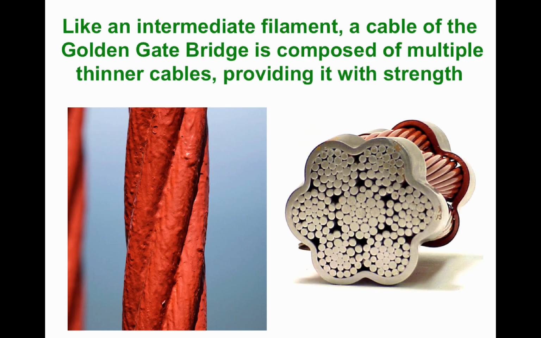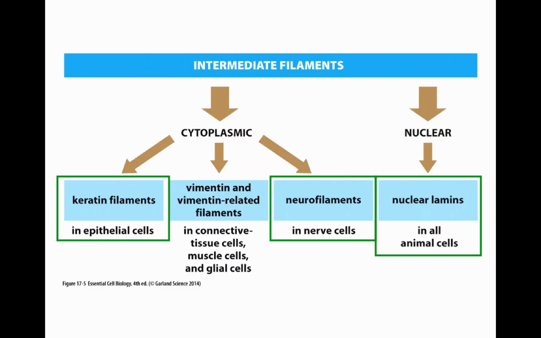This is an analogy for a cable. Here on the left, you can see a cable that is used in the Golden Gate Bridge. But when you cut that cable across and look at what is inside, each of those cables is made of independent filaments that give us a lot of strength. So the entire cable is composed of 7 different smaller cables, each made of a smaller cable. This is how this cable is able to be very strong, and in a similar way, the intermediate filaments have a lot of strength.